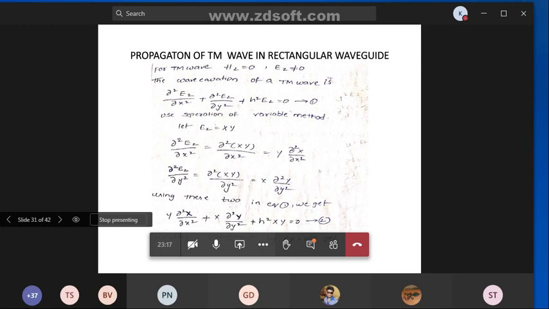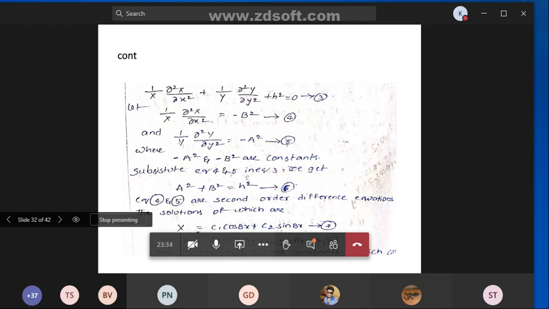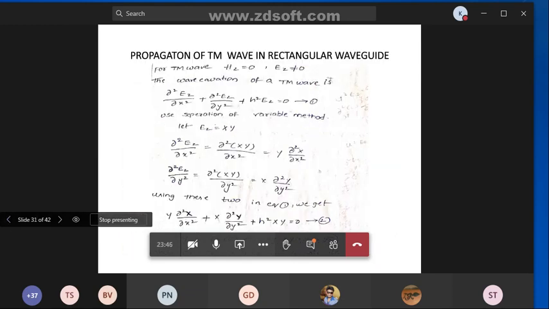If you divide with XY on both sides, the equation becomes 1 by X dou square X by dou x square plus 1 by Y dou square Y by dou y square plus h square equal to 0. So here we are dividing this equation with XY.